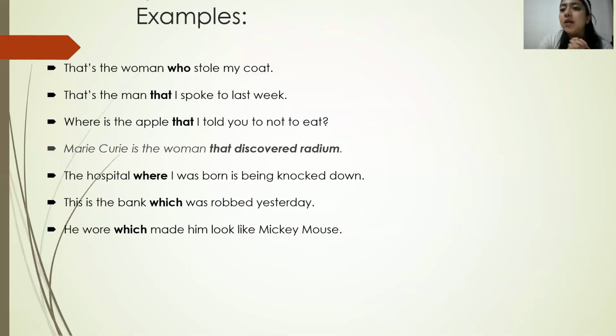Okay, and we have some examples to discuss. That is the woman who stole my coat. That's the man that I spoke to last weekend. Okay, where is, sorry, where is the apple that I told you not to eat? Marie Curie is a woman that discovered radium. The hospital where I was born is being knocked down. Another is: this is the bank which was robbed yesterday. And the last is: the wig which made him look like Mickey Mouse.